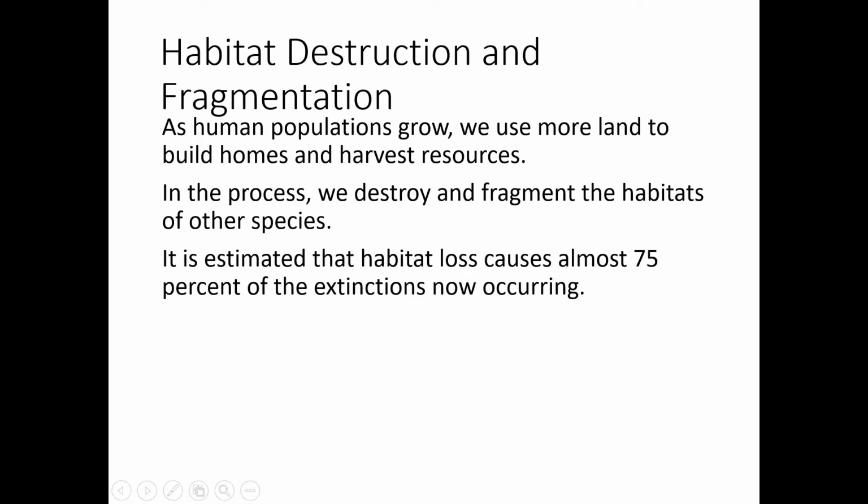Okay, habitat destruction and fragmentation. As I said, as humans grow, they're going to be using the land to build their homes, and to get their food and to grow resources that they can sell to make a profit. It's estimated that around 75% of extinctions occurring right now are due to habitat loss. They're due directly to humans moving into an area where humans weren't there previously, and then altering that landscape to build their homes and use it for their resources. So that's the biggest cause of extinction, habitat destruction, and the biggest area for improvement.